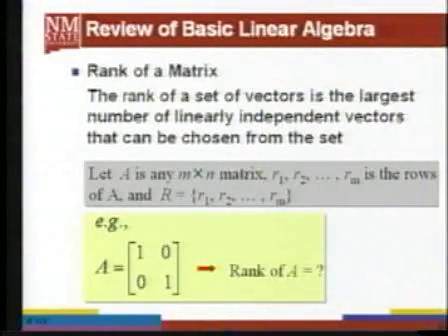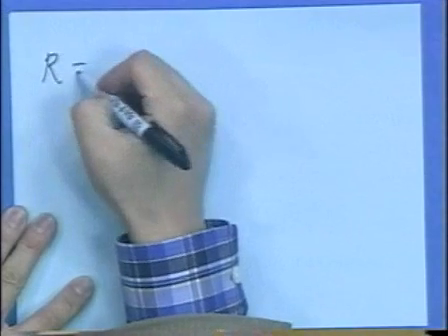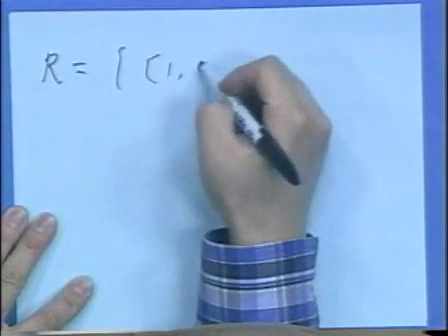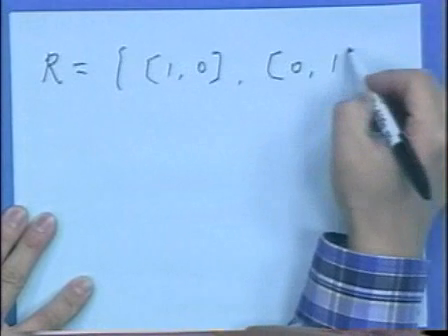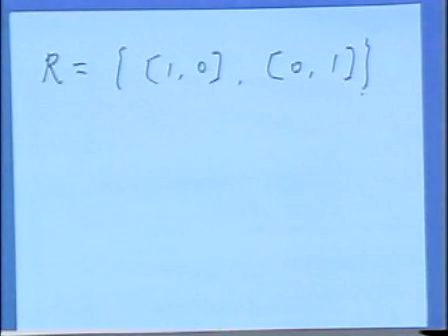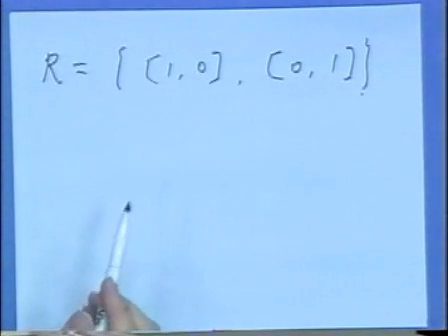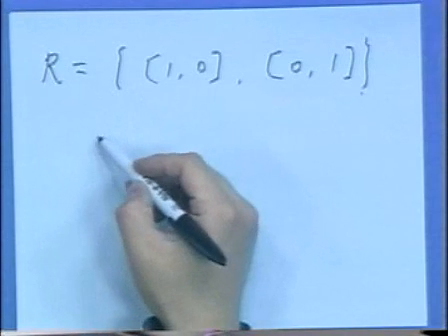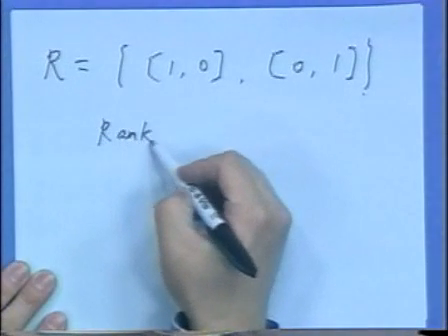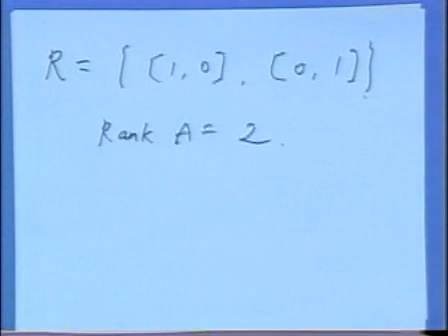What about the next case? Here, R would be (1, 0) and (0, 1). Is that right? And we know that R is a linearly independent set of vectors. So in this case, rank of A would be 2. Does this make sense?